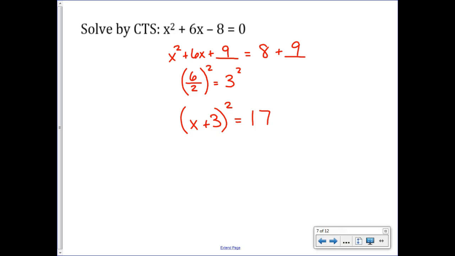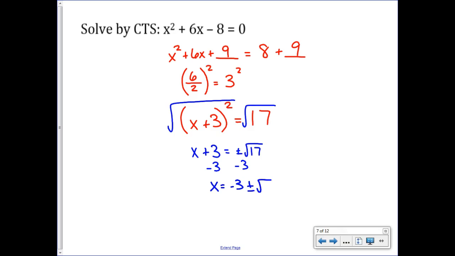So now we have a much nicer problem to solve because now we can solve using our square roots method. We can take the square root of both sides. So then we have x plus 3 is equal to plus or minus radical 17. We subtract 3 from both sides. And I'm going to leave that negative 3 out front. So I have negative 3 plus or minus radical 17. And that's our answer to this first completing the square problem.